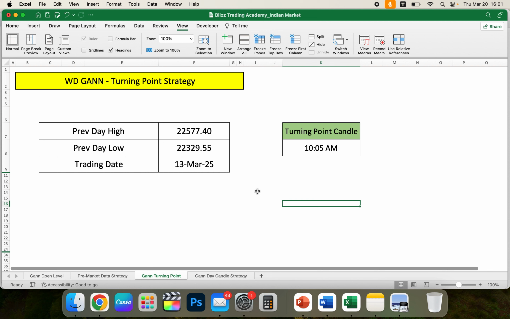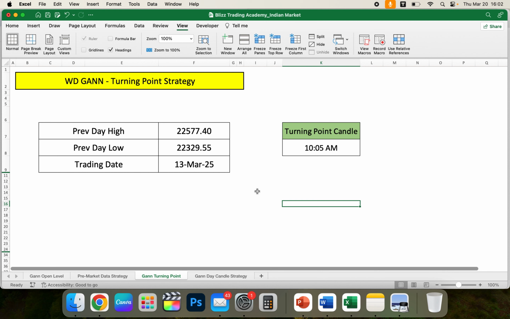So we have created an Excel sheet combining all the formulas and combinations where we can input certain information and it tells you where exactly you need to trade. Like that, today we are going to see one of the strategies called the turning point strategy.